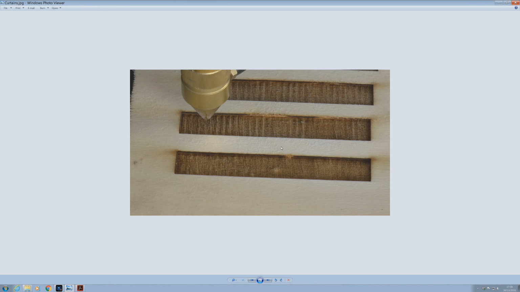Today we're going to continue with a little bit more investigation into the problem that I affectionately call my curtain effect. Now, really, this looks like an imprint of my timing belt, and I do believe that that is the root cause of this problem.